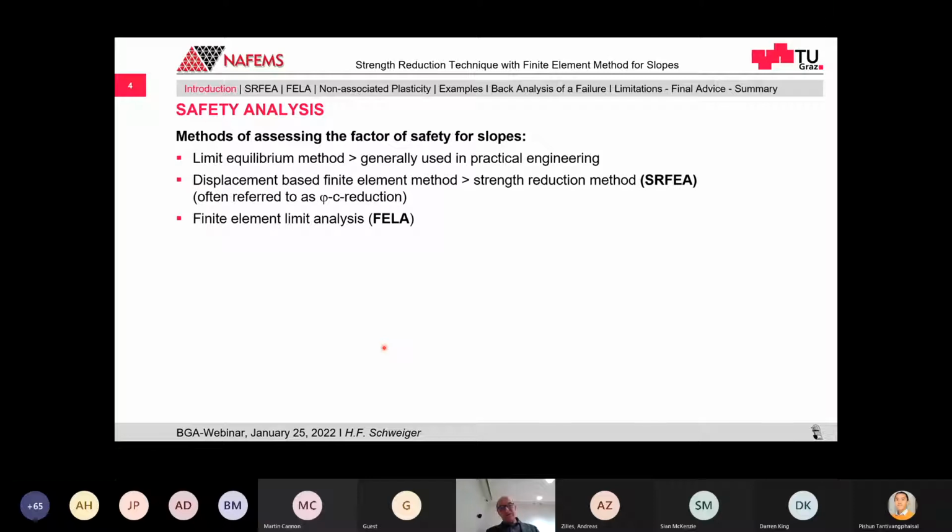Now, if we look at safety analysis in particular for slopes, I think most people in practice will still use limit equilibrium methods. That's fine. But of course, there are other methods available. As mentioned before, the displacement-based finite element method with a strength reduction technique will be the main topic today. But you could also use, of course, finite element limit analysis. That is a powerful tool, and I'm using it here to prove that the finite element based method is giving, under given circumstances, the same results.